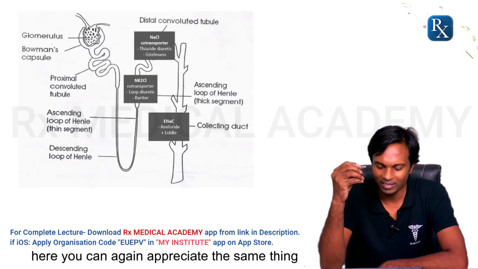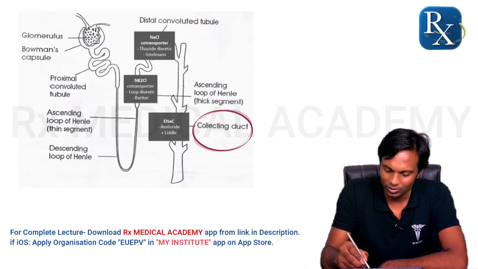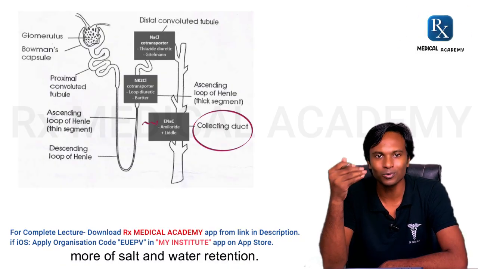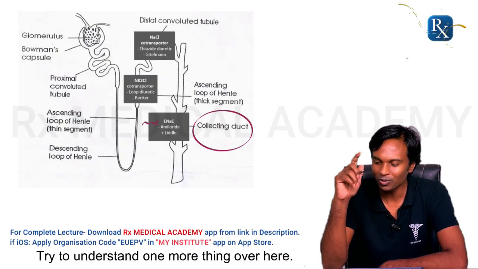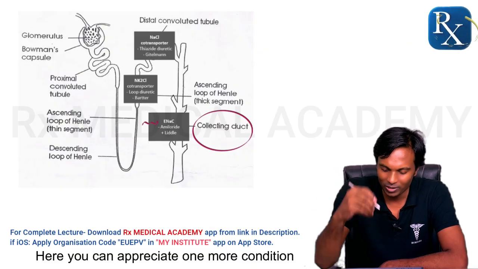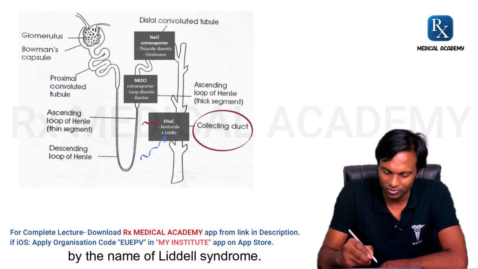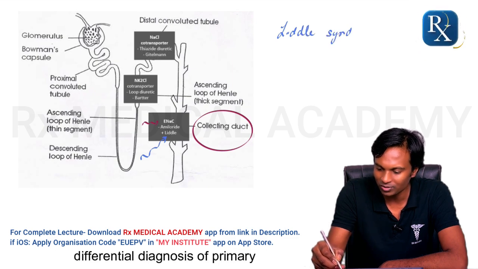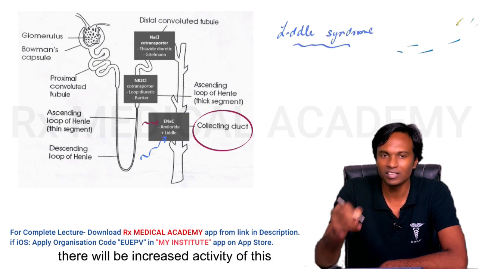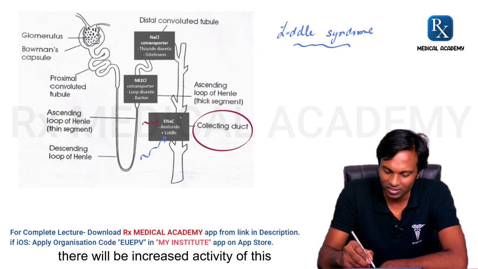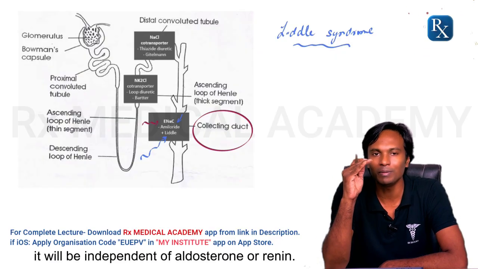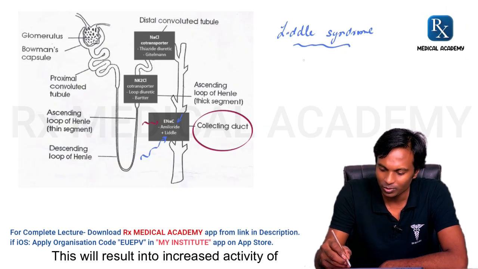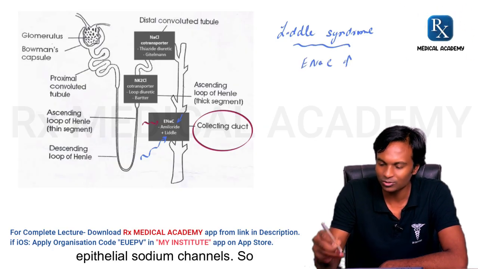Here you can again appreciate the same thing. At collecting duct, you can appreciate the presence of epithelial sodium channels resulting into more of salt and water retention. Try to understand one more thing over here. Here you can appreciate one more condition by the name of Liddle syndrome. In case of Liddle syndrome, which is differential diagnosis of primary hyperaldosteronism, there will be increased activity of these epithelial sodium channels. It will be independent of aldosterone or renin. Try to understand. This will result into increased activity of epithelial sodium channels.